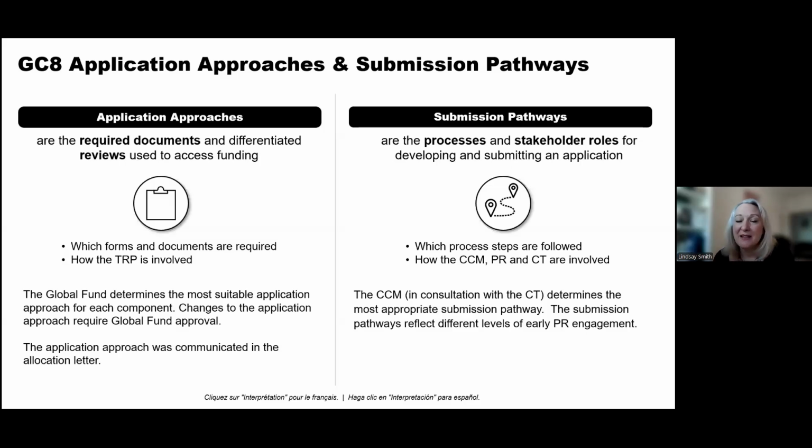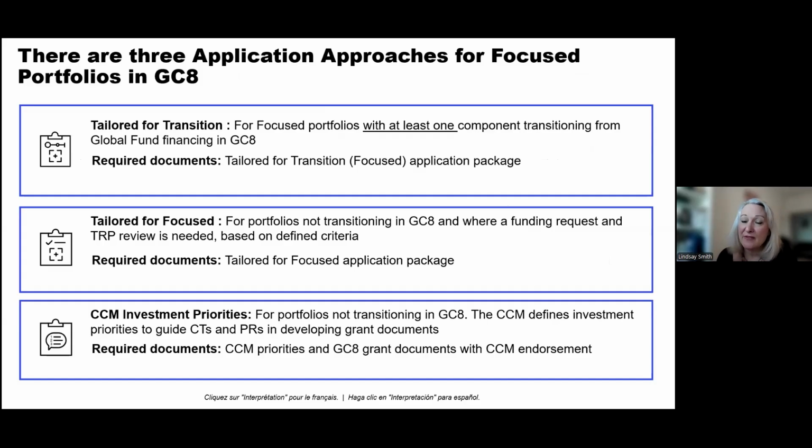Next slide. The application approaches that are relevant for focused portfolios are the following ones. The Tailored for Transition application approach is for the focused portfolios that have at least one component that has been identified as GC8 being the final allocation. We'll go through the requirements for this and what needs to be submitted as part of the funding request package. This will go through a TRP review.